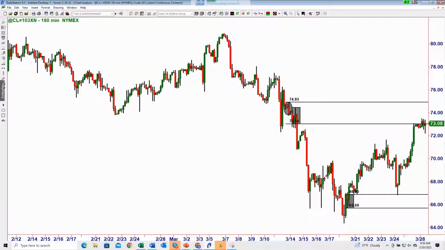We can look back at stuff like this. You're going to see there's drop base drop. You'll find some rally base rallies. The majority are not going to work. It's all about structure and location.